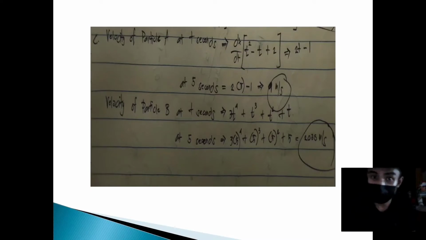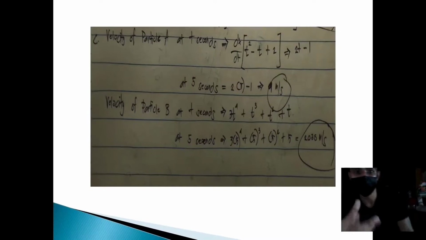So for particle A, if you remember, we differentiate the original equation. So finding the derivative of x with respect to t, that's equal to 2t minus 1. If we're going to find at 5 seconds, we substitute 5 in the differentiated value. So that's 2 times 5 minus 1 is equal to 9 meters per second. That is the velocity at 5 seconds for particle A.